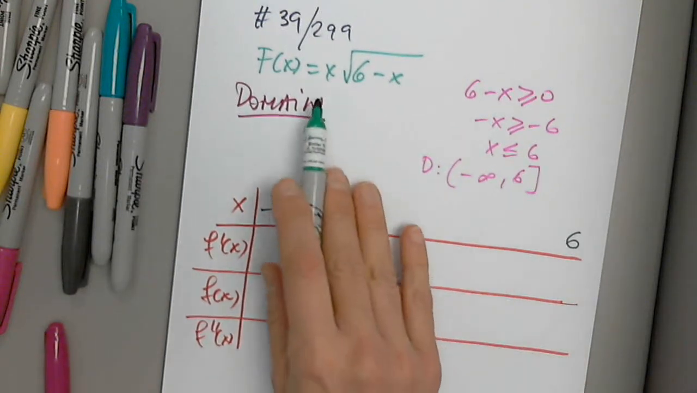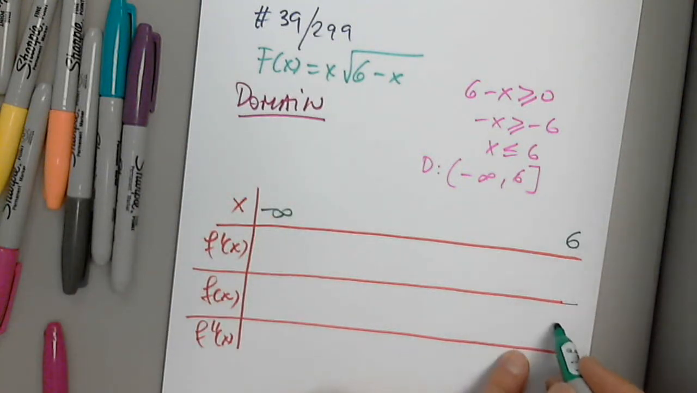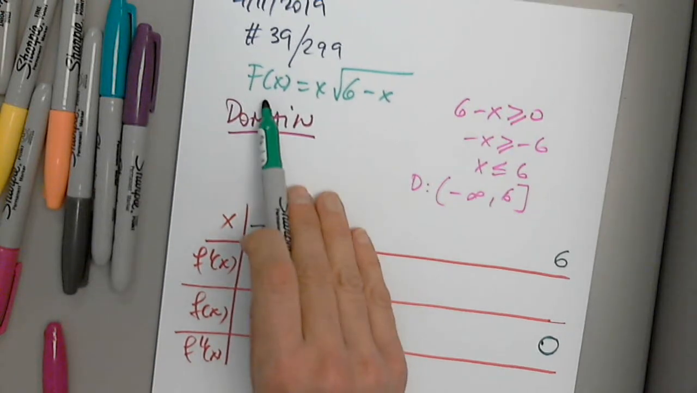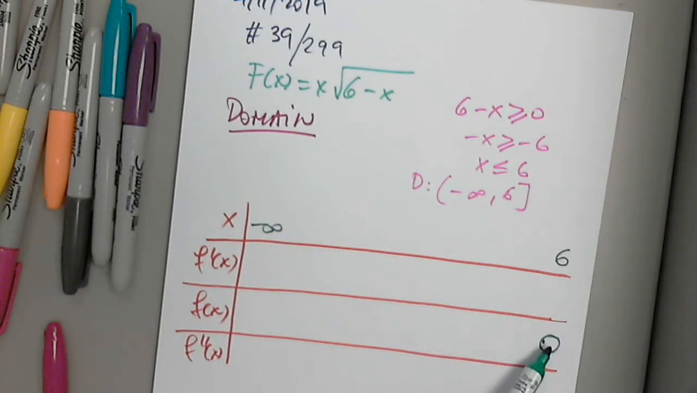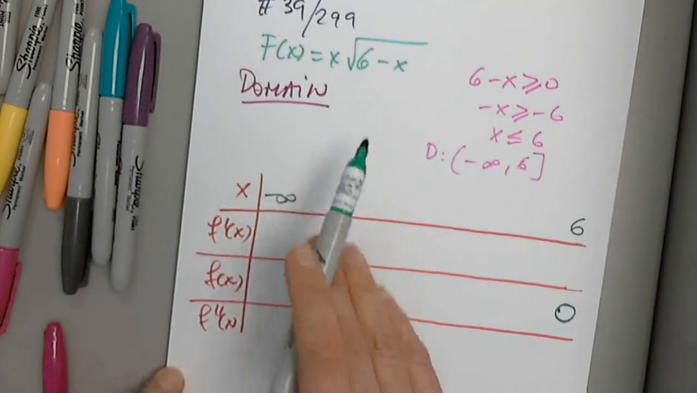I would like to see what happens at 6. Can anyone give us the value of the function at 6 so I can write it in the row for the function? 0, very good. Perfect. Now I would like to determine where the function is 0. And you can say at 6. Yes, but there is another chance for the function to be 0.